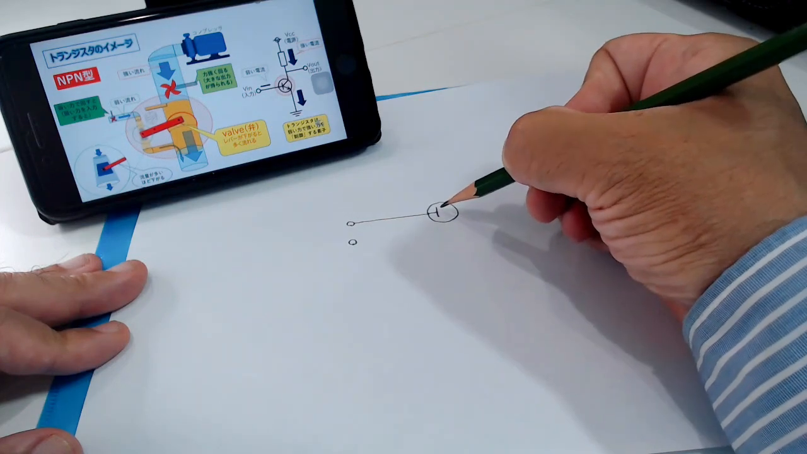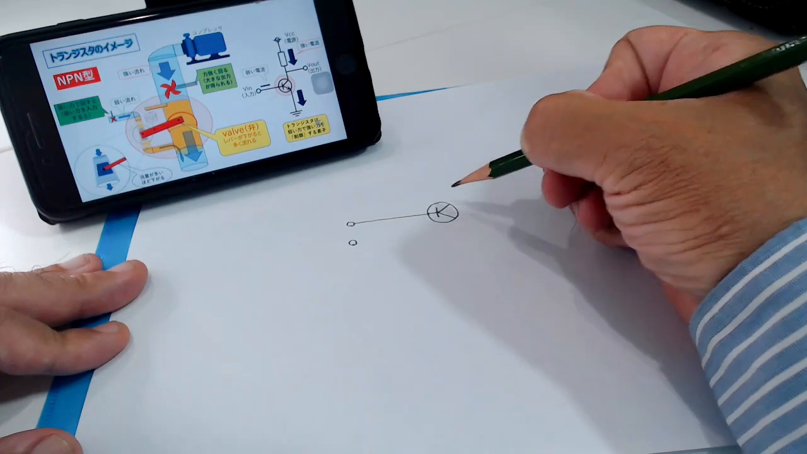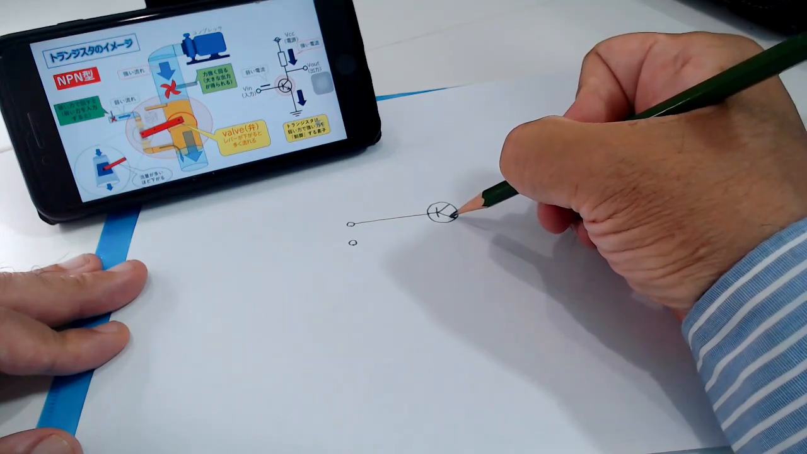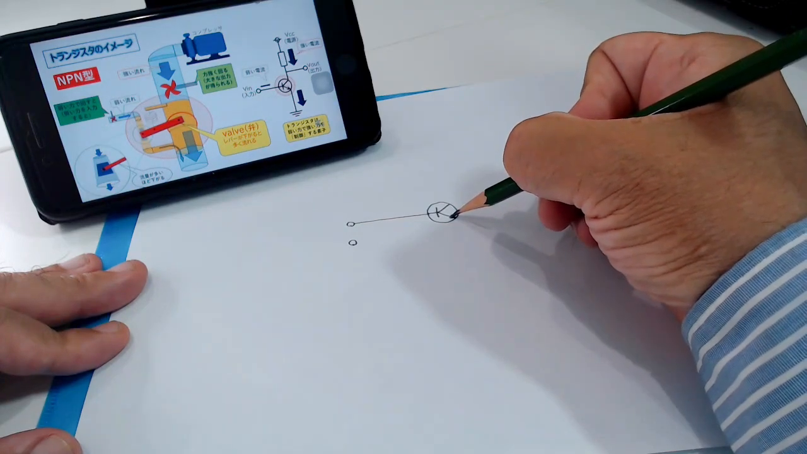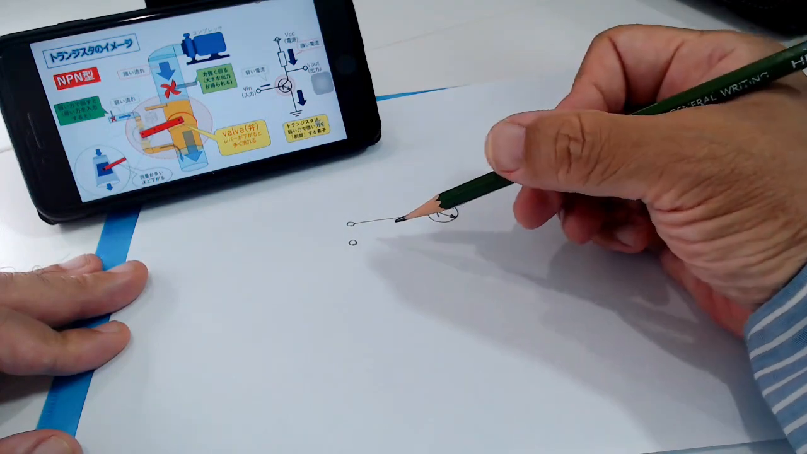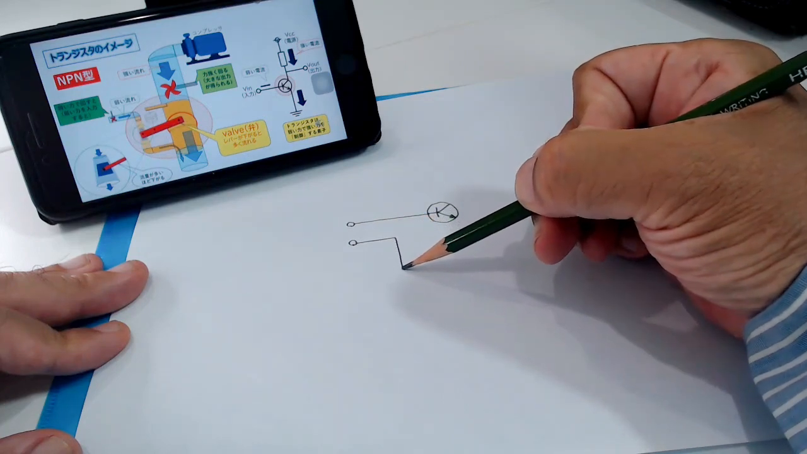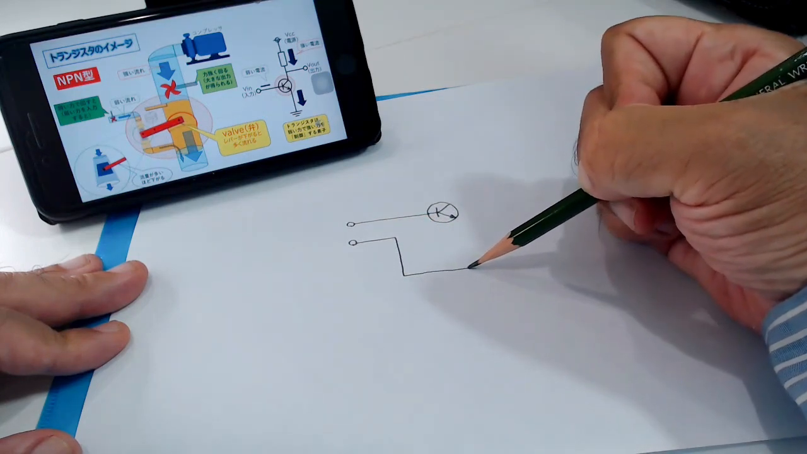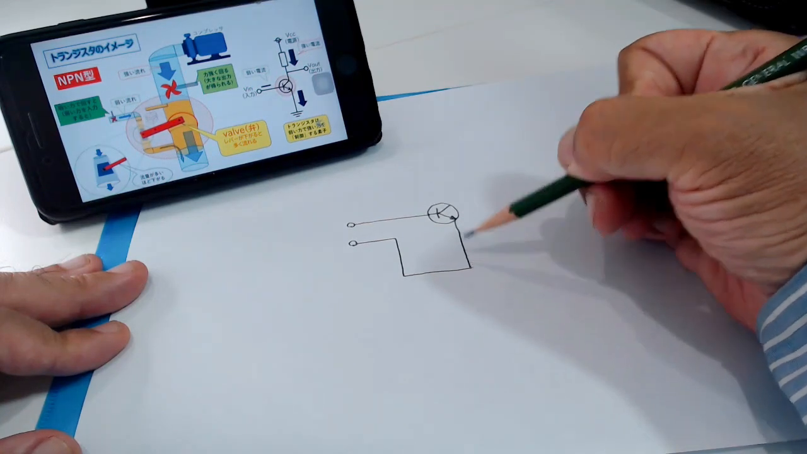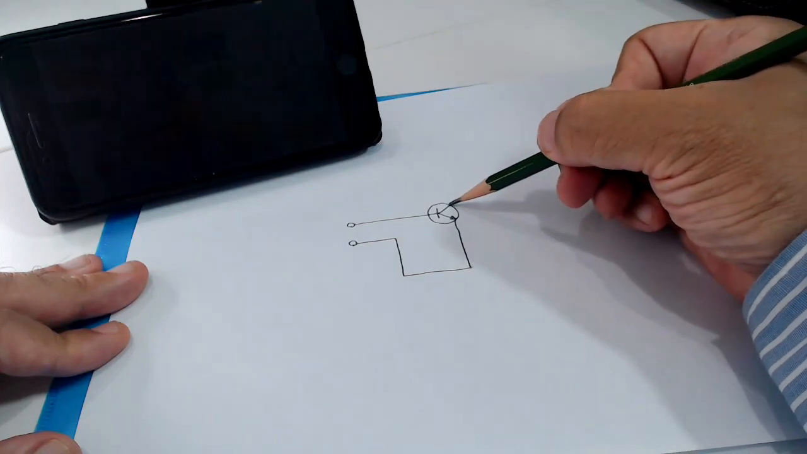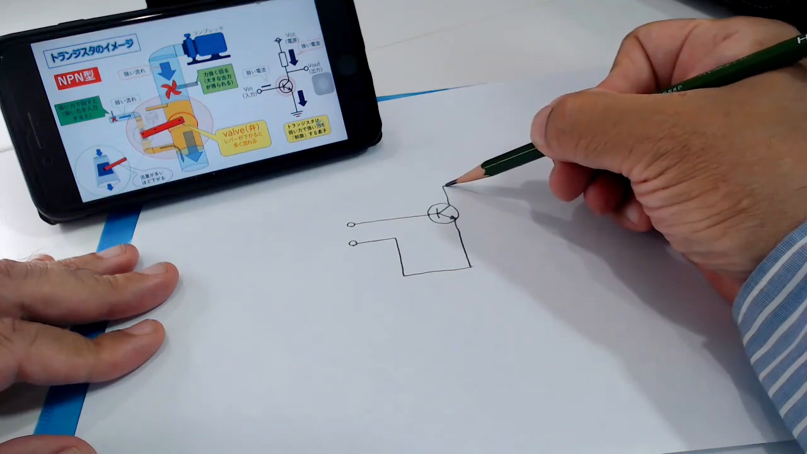First, connect the input signal terminal to the base, where the small current controls the large current flows. Next, connect the other input signal terminal to the emitter. The voltage level at these points will be 0 volt, ground level, the reference voltage for the entire circuit. Then connect the speaker to the collector, where a large current controlled by the input signal flows.